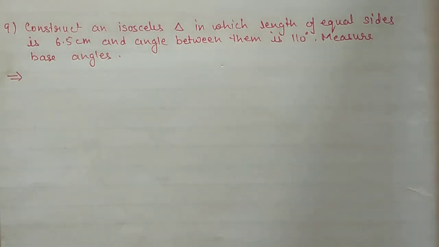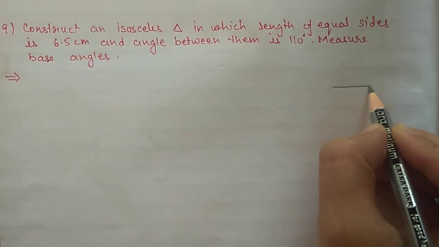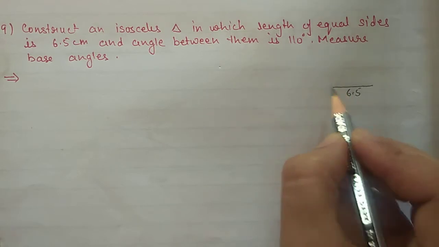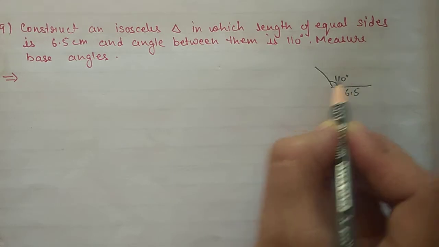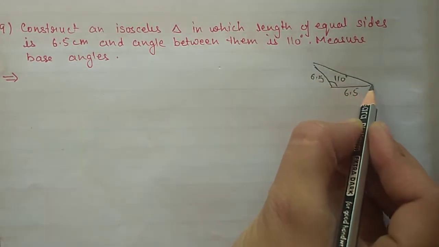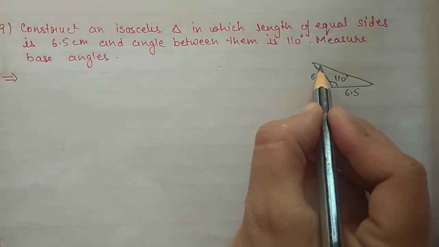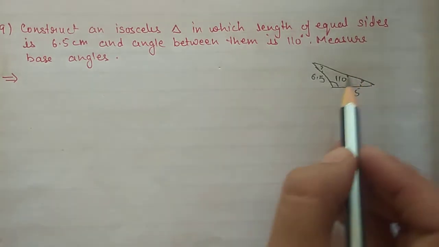Next, question number 9. Construct an isosceles triangle in which the equal sides are 6.5 centimeters and the angle between them is 110 degrees. Measure the base angle. So two sides are equal. Suppose the first one is 6.5, another one also 6.5, and the angle between them is 110. Our triangle will come like this, and you have to measure the base angles, meaning this angle and this angle.